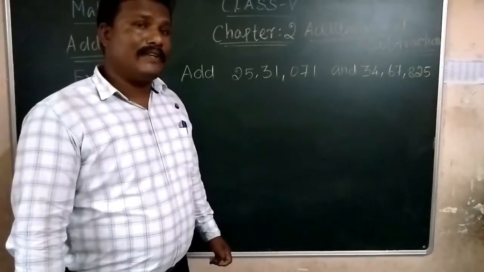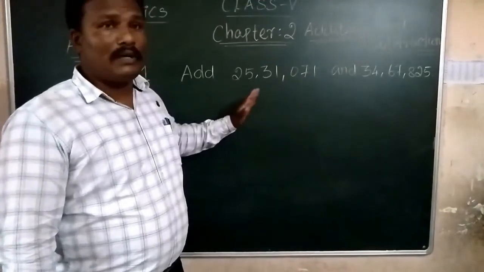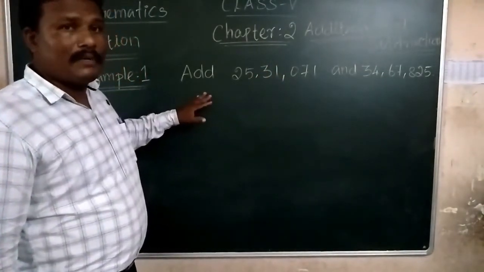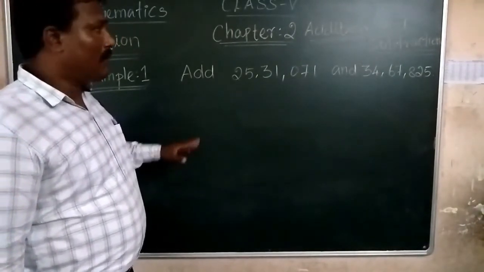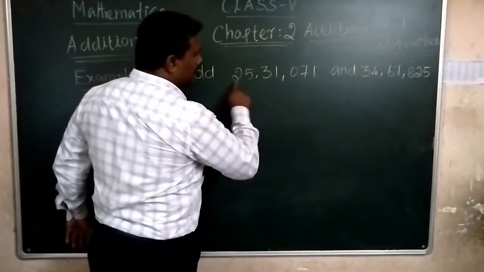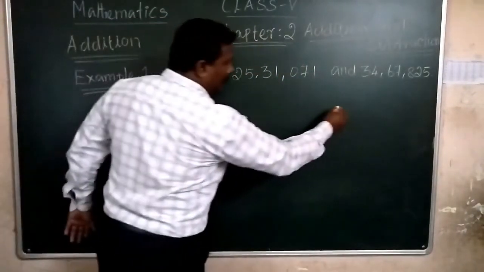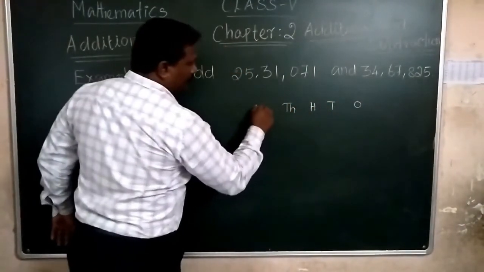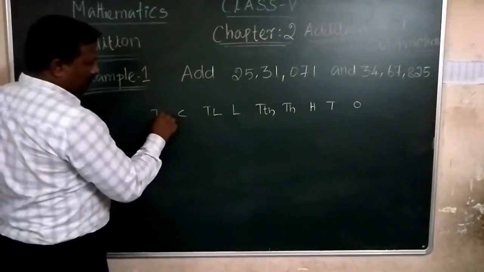Okay students, let me take an example of 7-digit numbers. Now we will see how to add. So number 1, number 2, I want to add them. Before that, I want to place the numbers into the place value table. First I will check the number of digits: 1, 2, 3, 4, 5, 6, 7 digits. So I will draw the table: ones, tens, 100, 1000, 10,000, lakh, 10 lakh, crore, 10 crore.